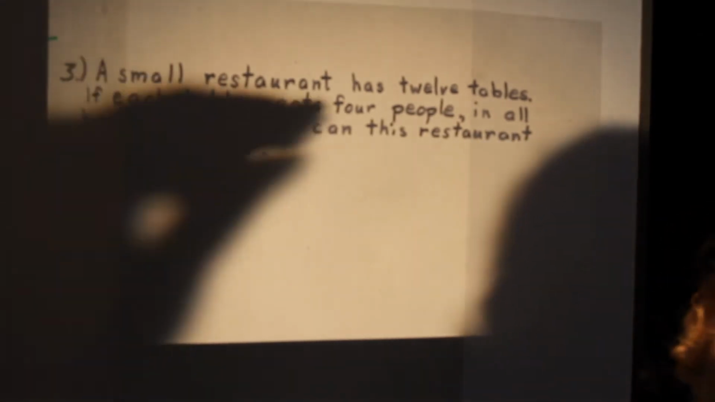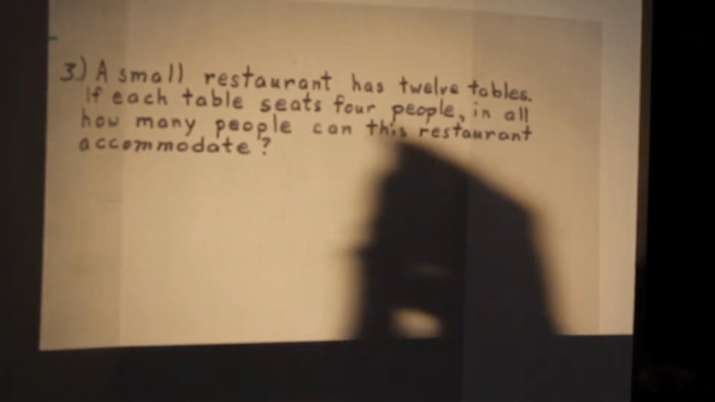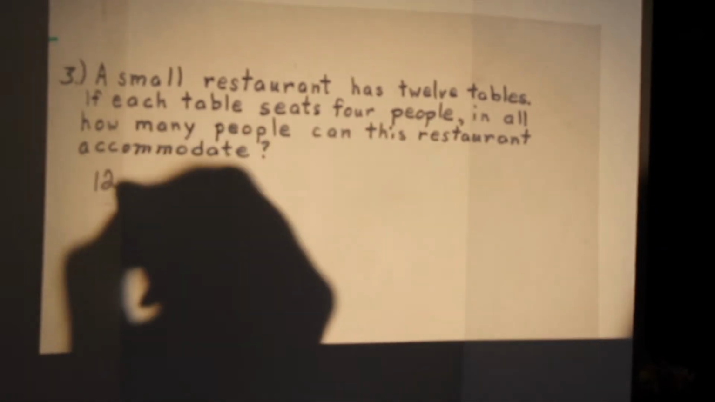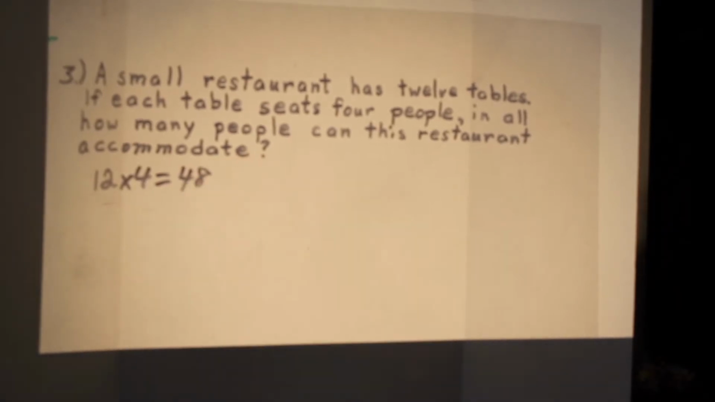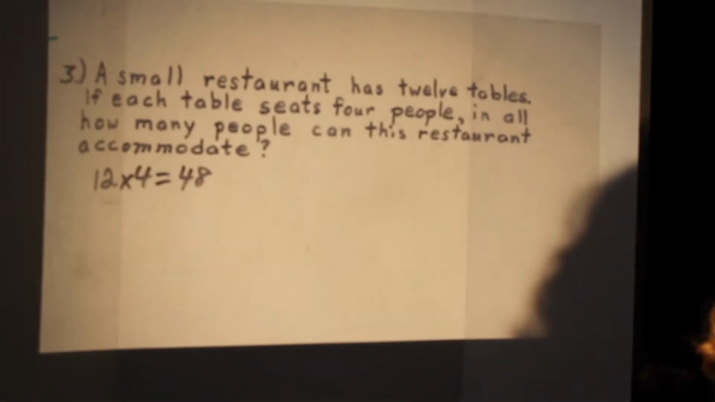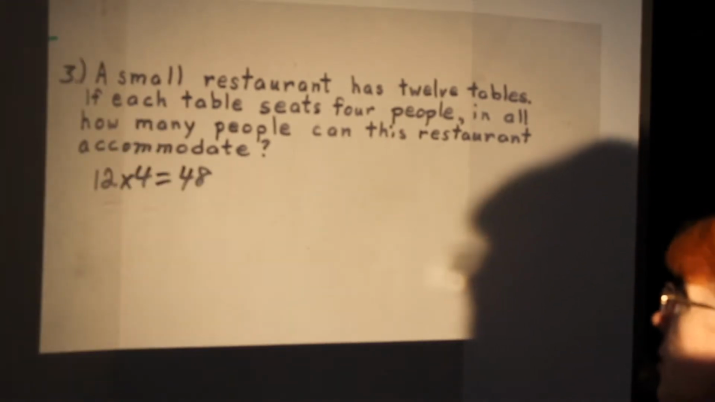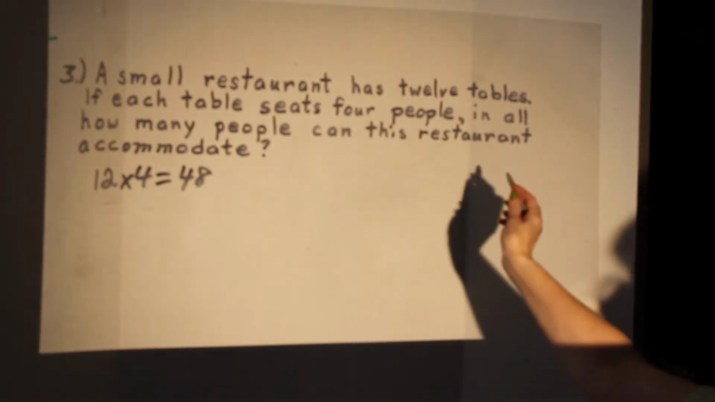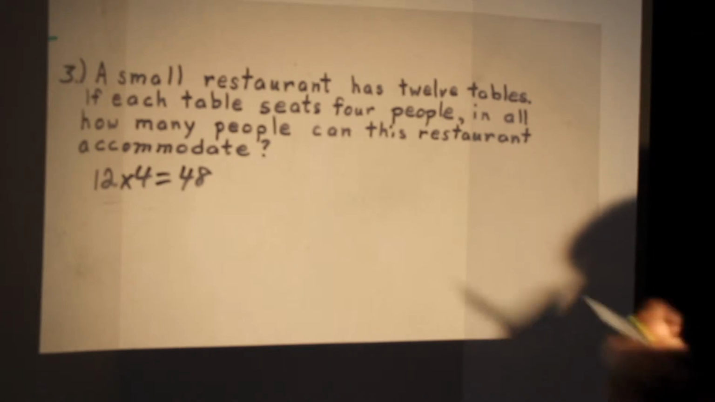Not exactly hard. This time, instead of using number form, I put the words out in word form. So we have 12 tables, and each table can seat 4 people. So we have 48. So what do we use for our sentence? We should be able to use part of this. It says, in all, how many people can this restaurant accommodate?